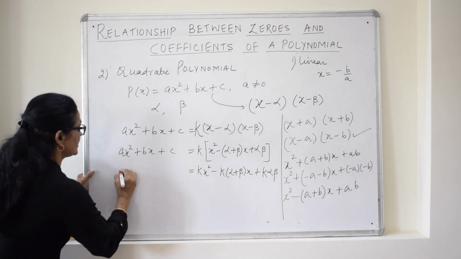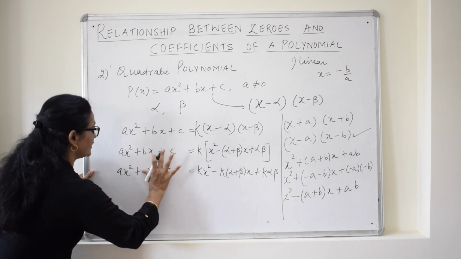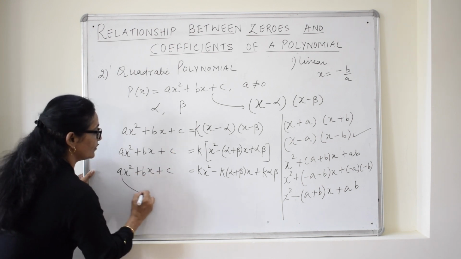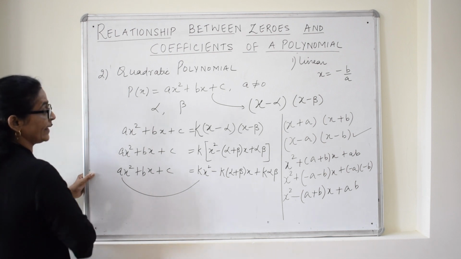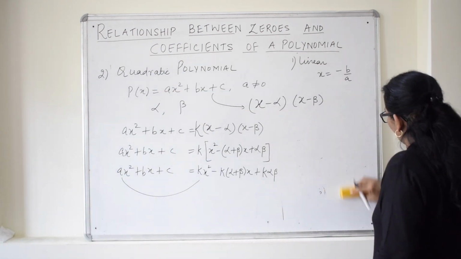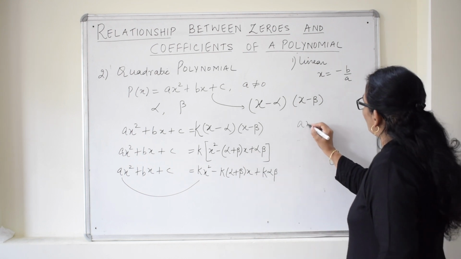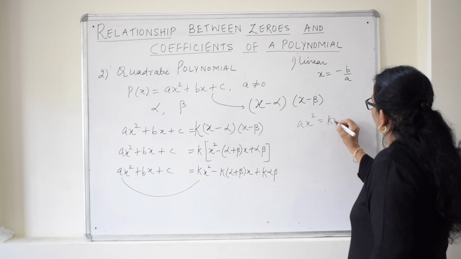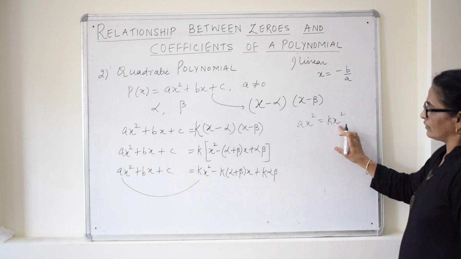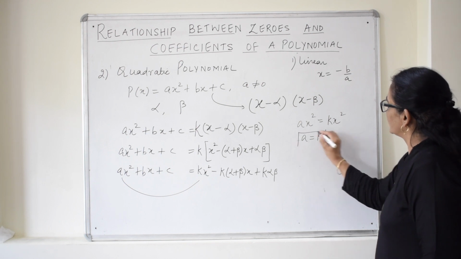Now left hand side, first term is ax square. This ax square will be compared with kx square. So this will give us the value of a, because the common variable x square will be cancelled. So ultimately the value of a is k.